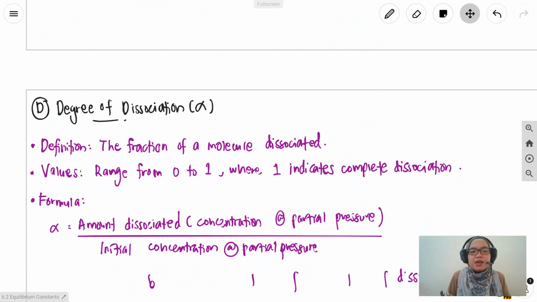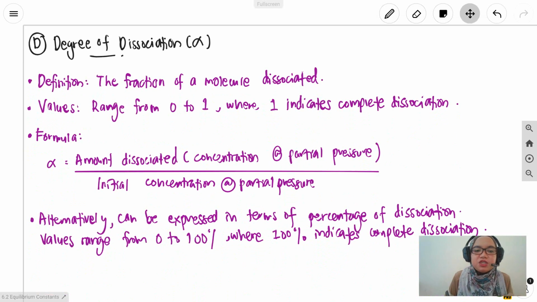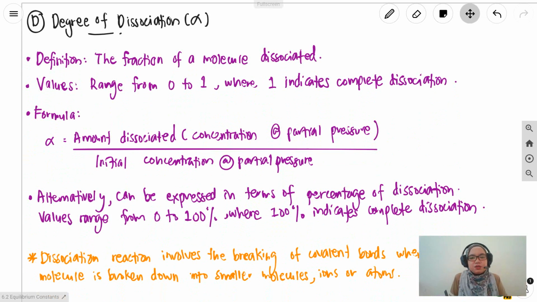So next one, we are going to look at degree of dissociation. So we have learned about the ICE table. So the ICE table will be used in this chapter too. Okay, so now we are going to look at degree of dissociation. So what is degree of dissociation? It is the fraction of a molecule dissociated. Dissociated tu apa? Dissociate, terungkai. Macam decompose lah, macam terurai.